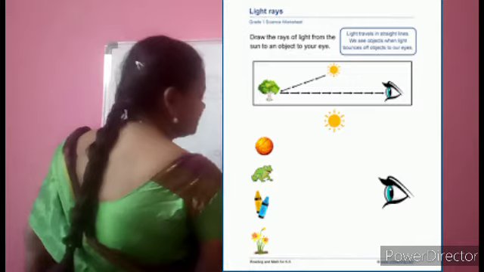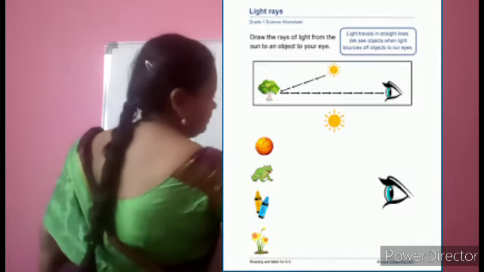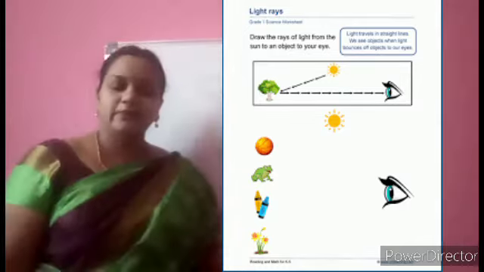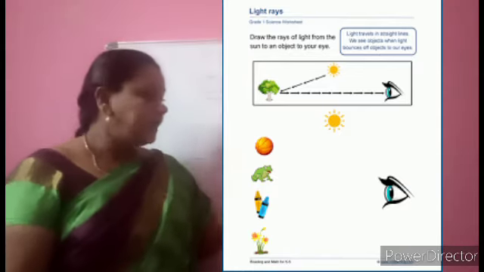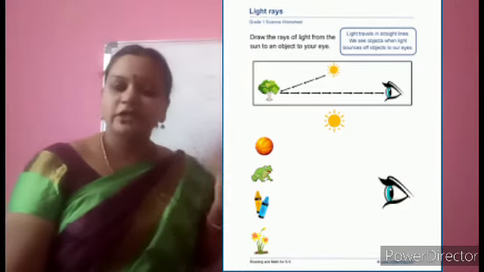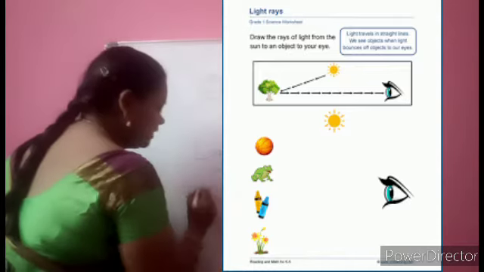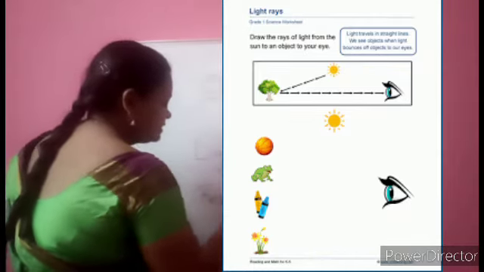So light travels in a straight line, that is why the shadows are formed. That is how we are able to get the image using the pinhole camera. So light travels in a straight line. In other words, this can be said to be a very important property of light.